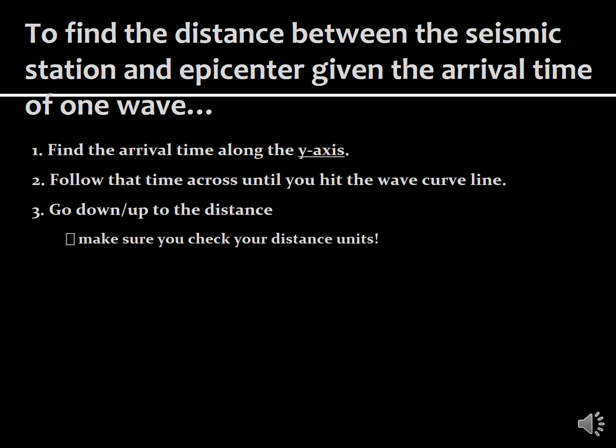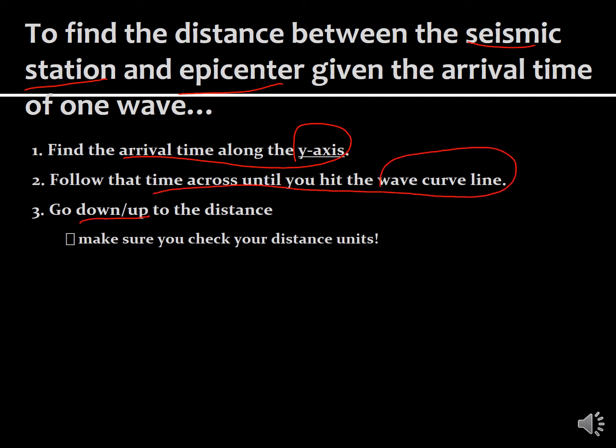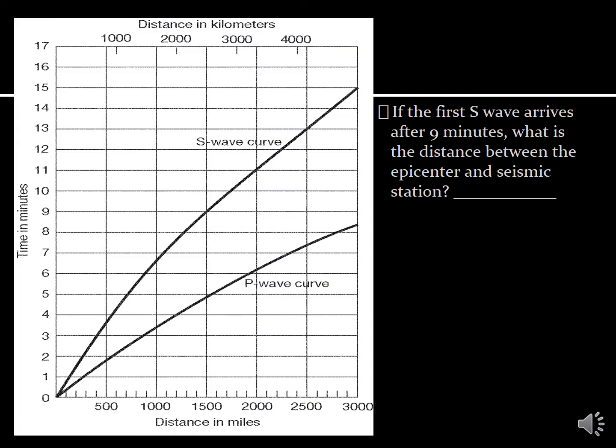Now we need to find the distance between the seismic station and epicenter from the given arrival time. So here we have to get the time from the y-axis, follow the time until you hit the wave curve line, go up or down, and that's how we get our distance. So if the first S wave, so here's our S wave right here, arrives after 9 minutes, so 9 minutes, what is the distance between the epicenter and the seismic station? So this is where I hit. My distance is 1,500 miles.